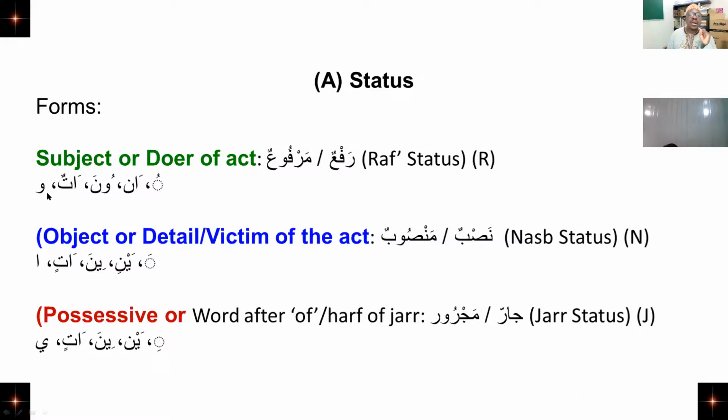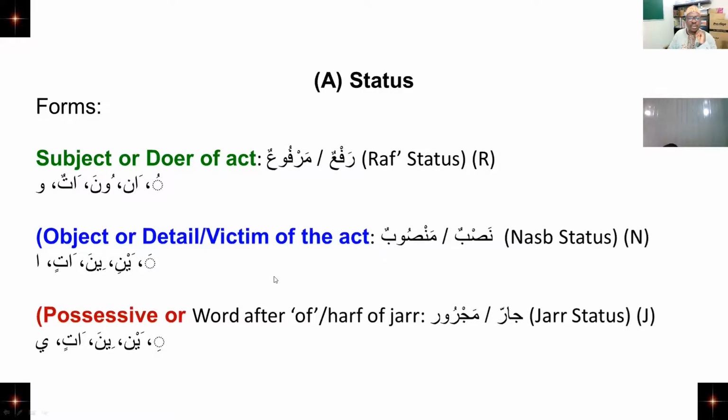And then anytime you see a word also ending in wa, in some cases, of course, this one is special isms. There are some 5 special isms that in their rafa status, you see waw at the end of them. And we'll come to that detail too. So put these things in mind: now I understand that Dhamma is not the only haraka or sign for a rafa ism. A rafa ism can have these endings: ani, una, atun, or even waw.